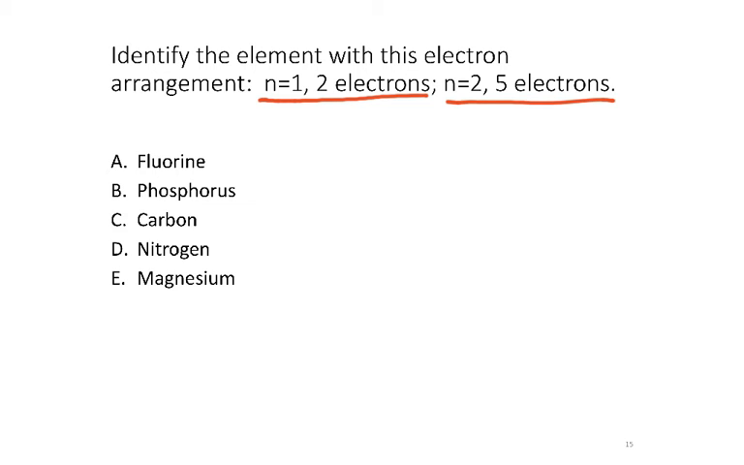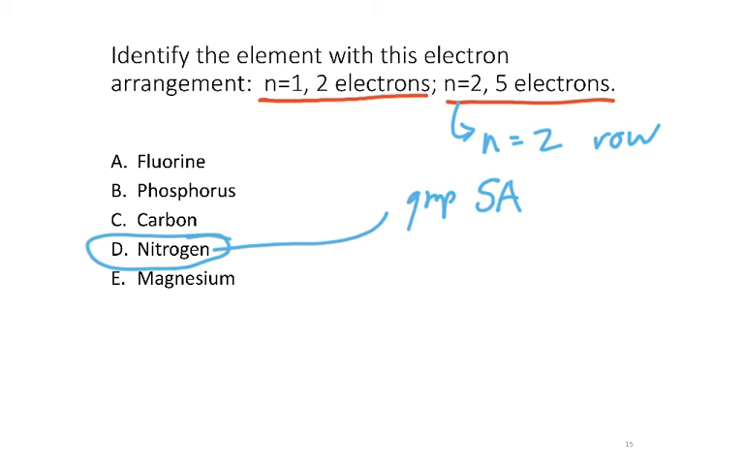Well, a couple ways to approach this. We know that it must be in the n equals 2 row because that's the outermost row. There's 5 electrons there. And so we also know if there's 5 electrons, it's in group 5A, which you go and you look n equals 2, group 5A is nitrogen.